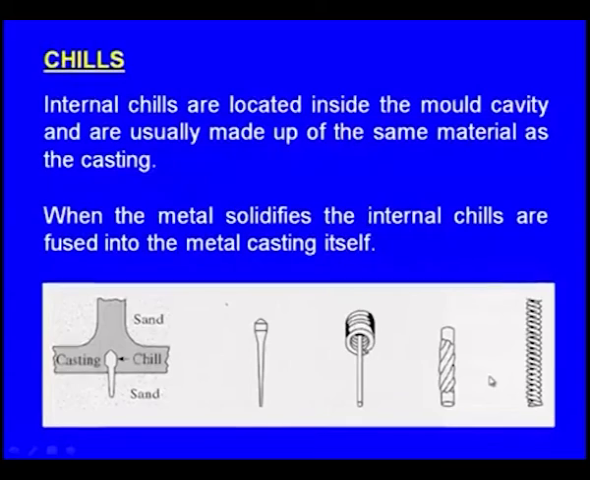Once we use it, it becomes part of the casting and it can't be used again. So this is the limitation of the internal chill. Again, these are several different types of internal chill. Several shapes and several sizes are available. Depending upon our requirement and suitability, we can choose any one. So that's all about the chills.